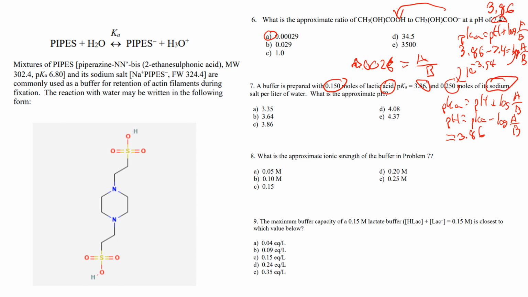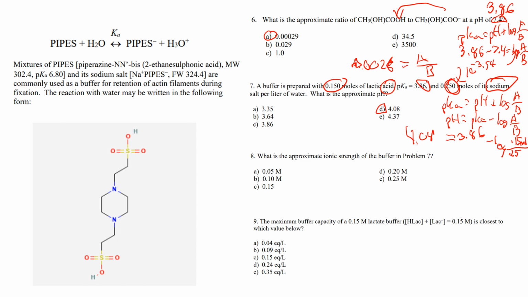So what we do is we do minus log our acid concentration, which in this case is 0.15 moles, divided by 0.25, right, of that base. And that'll get us our pH. So let me really quickly type this into my calculator. 3.86 minus the log of 0.15 divided by 0.25. We do that, we get 4.08. Hey, and look at that, it's D. It's the right answer. Perfect.